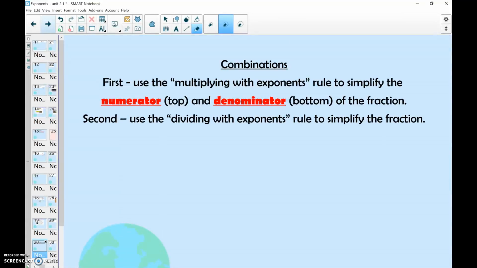Alright, the last section is combinations, and really that just means that you have to do some multiplying and some dividing in the same problem. So first of all, our rule is you want to do everything in the numerator. Just get all the multiplying you can done first. Do everything in the denominator, same thing there, do all the multiplying first. Then move top to bottom. Do the dividing stuff afterwards. So go ahead and fill in those blanks.